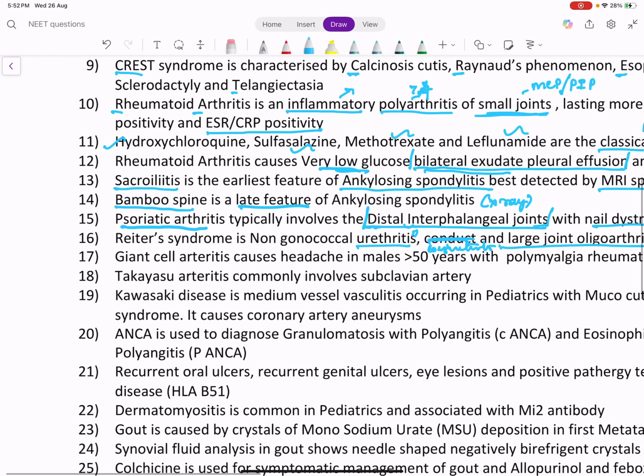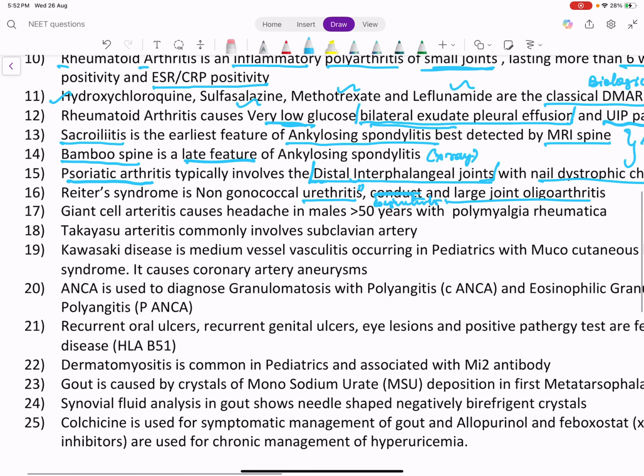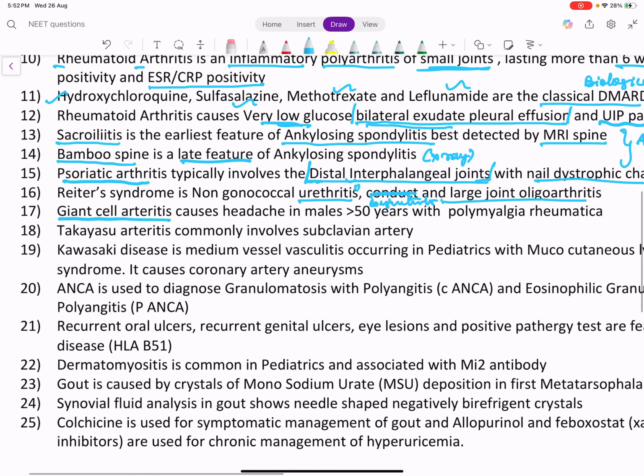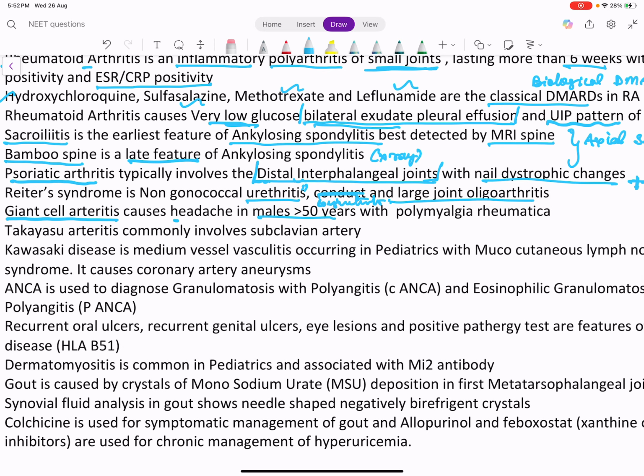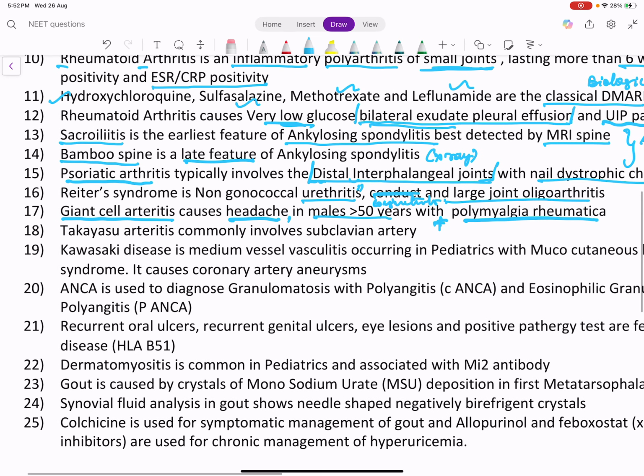Now we will discuss vasculitis, that is, involvement of blood vessels. Vasculitis will be large vessel, medium vessel or small vessel vasculitis. Among large vessel vasculitis, we have giant cell arteritis. It affects males. It causes headache. The joint pain or systemic symptoms in giant cell arteritis is called polymyalgia rheumatica. Takayasu arteritis is another large vessel arteritis. It involves the subclavian artery, so it is called the pulseless disease.